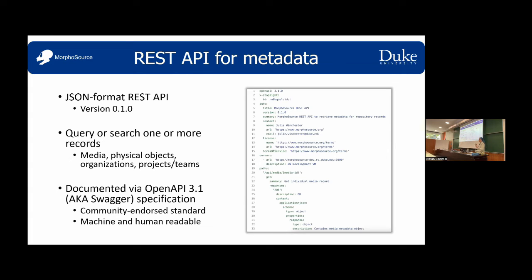This is one of these things that probably matters more to technical folks. It's documented through a Swagger OpenAPI 3.1 specification, which is just, I don't know if you would say it's best practice, but it is a community endorsed standard for describing what an API can do, which makes the API much more machine readable. It makes it much easier for someone else who is not Doug or myself or one of our other developers, someone who knows nothing about this, to build software that is able to read MorphoSource and do things with MorphoSource data.